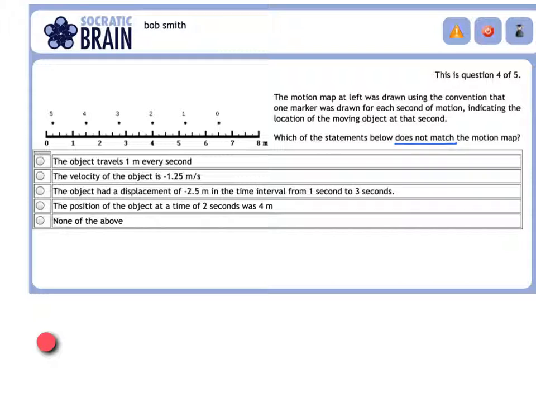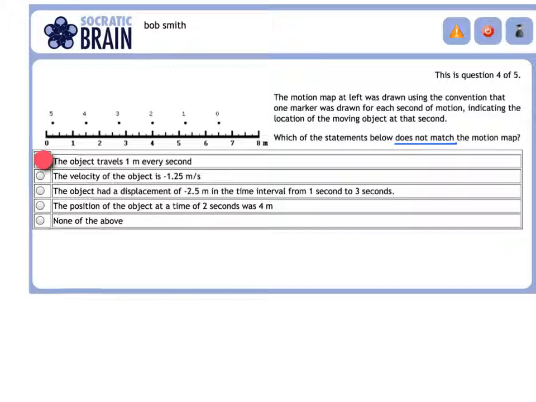The first one says the object travels 1 meter every second. Well, since we already figured out the displacement was 1.25 meters in 1 second, I think that might be our option right there. But just to make sure, we better go through all the answer choices. Okay, the second one. The velocity of the object is negative 1.25 meters per second. That agrees with what we determined it should be.